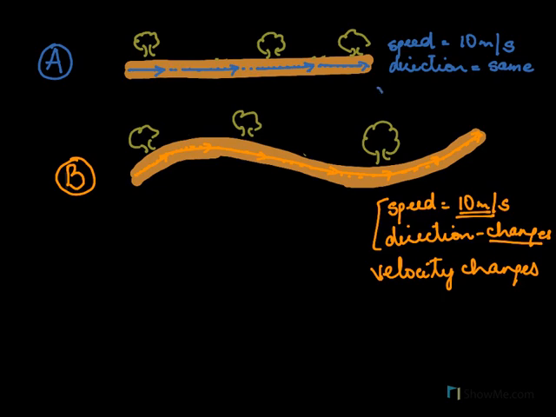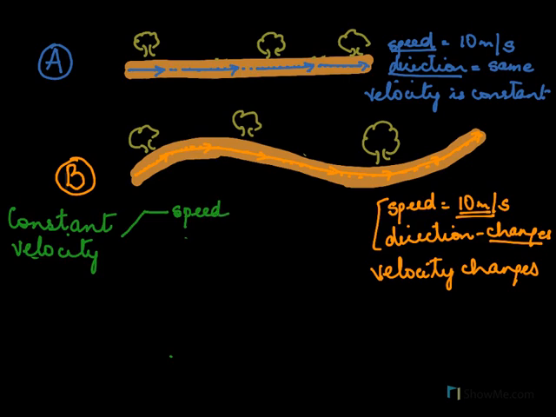For the body A, velocity is constant because both are constant. Speed is constant as well as direction is the same. So if we want constant velocity, two things should remain constant: the speed should remain constant as well as the direction. If any one of them changes, we can say the velocity is not constant.